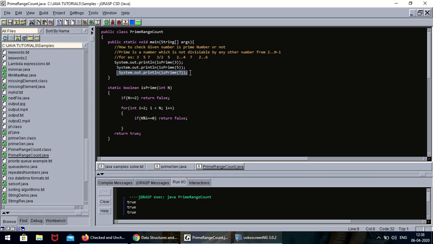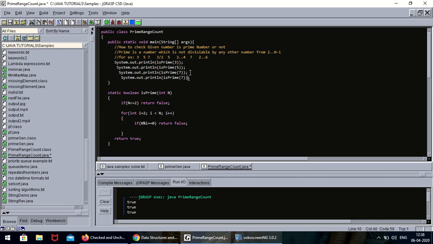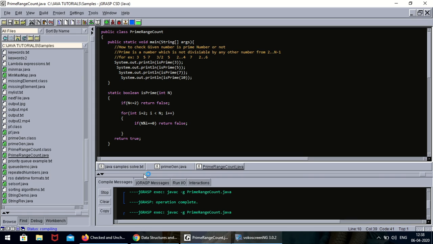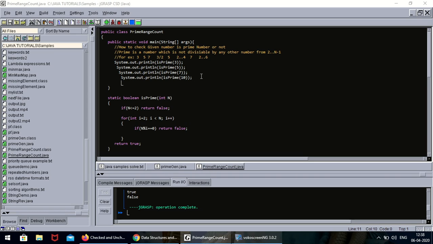Let's take 10. See, for 10 it is displaying false because 10 is divisible by 2 and 5, that is from 2 to 9. This number should not be divisible from 2 to n minus 1. This is how we find a prime number.